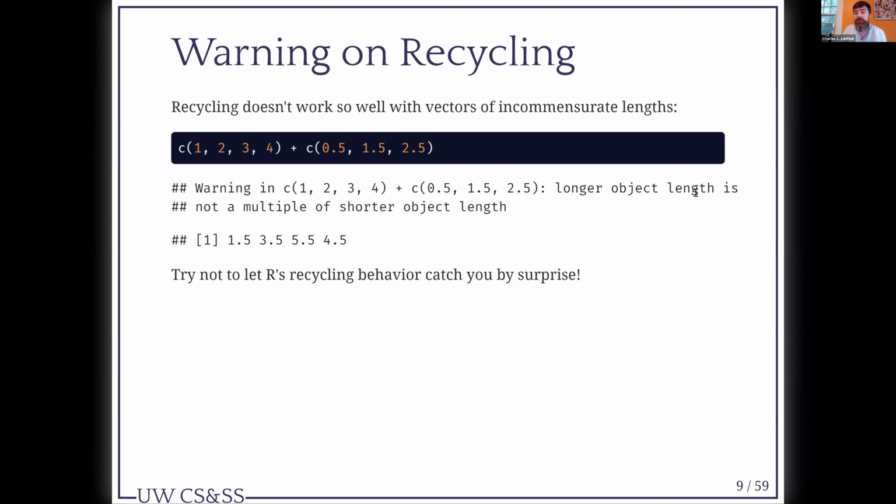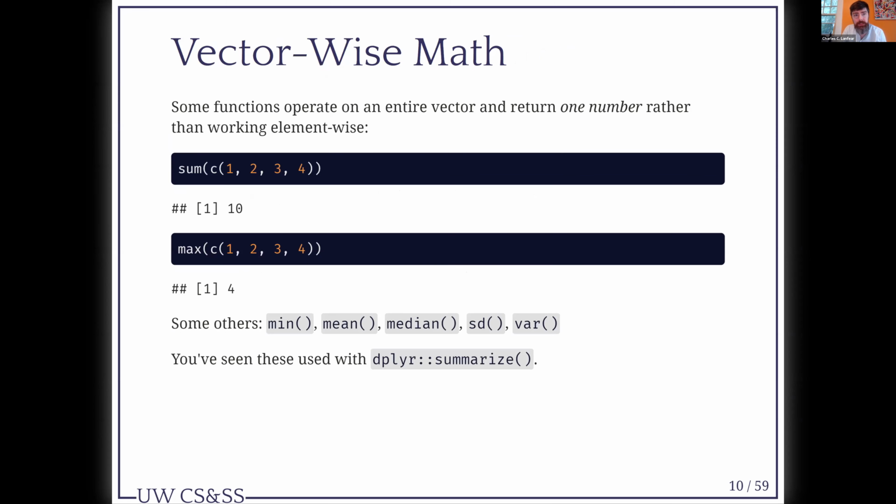This can cause strange results. Okay. So, vector-wise math. Some functions will operate on an entire vector and they'll return one number rather than working element-wise. These are things like sum, maximum, mean, median, standard deviation, right? If I give a length 4 vector into sum, I get 10 out. If I give this a length 1 million vector, I'm still going to get a single number out of it, okay? No matter what I do, sum returns a length 1 vector, max always returns a length 1 vector, okay?